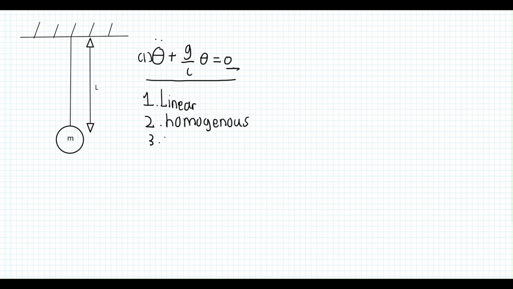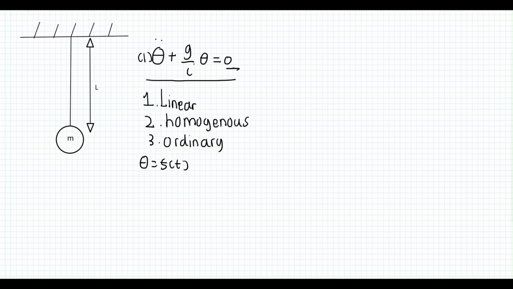Also, the differential equation is ordinary. That means that theta and its derivatives are dependent upon only one independent variable, and that independent variable is time. So effectively, theta is a function of time.